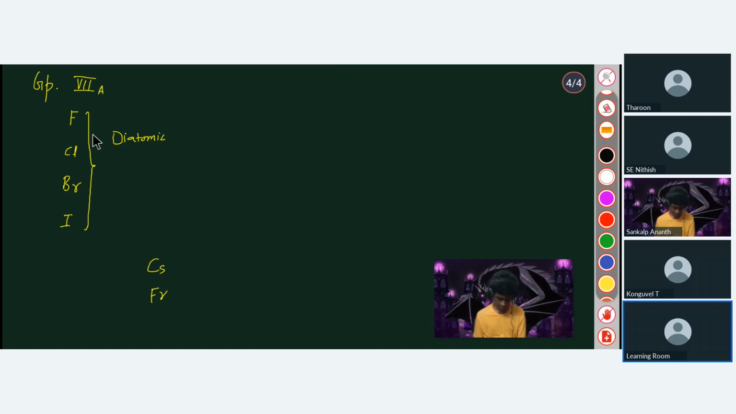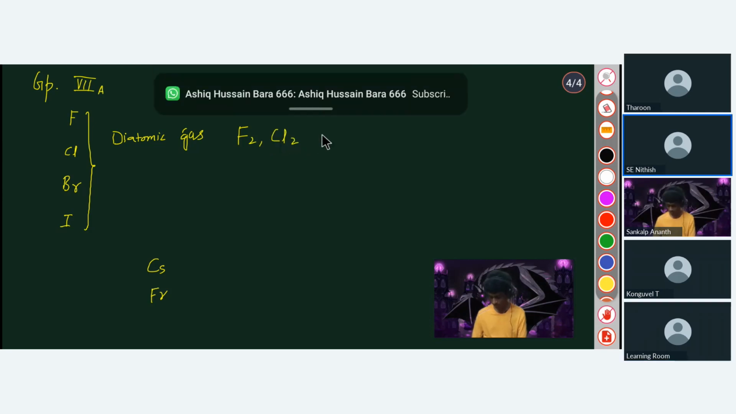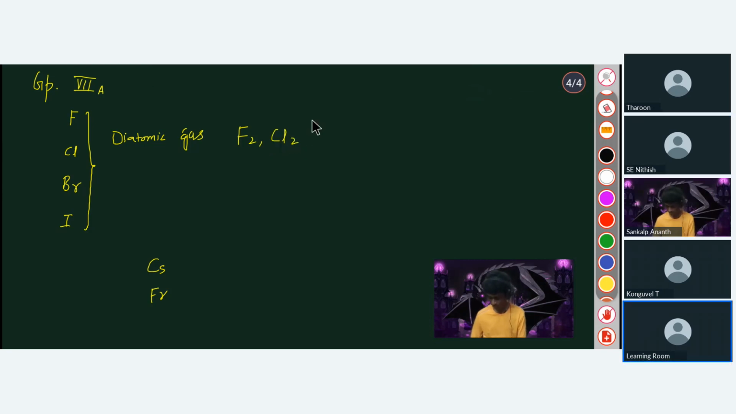Now see here, these halogens exist as diatomic gases, right? Some are gases, some are liquids, but for example, fluorine and chlorine are diatomic gases. They exist as F2, they exist as Cl2. Similarly, bromine exists as Br2.